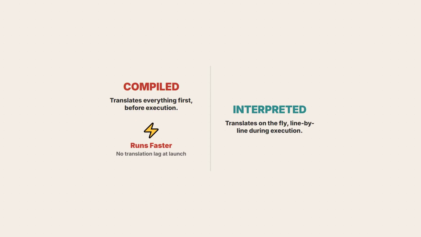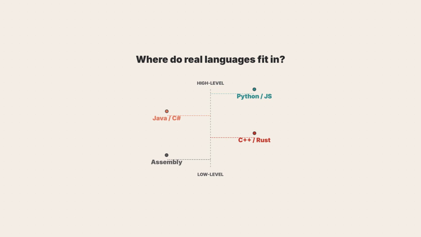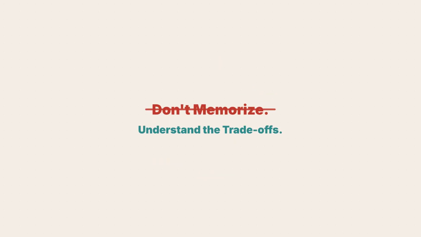The compiled version tends to run faster, because all the translation happened before you even started. The interpreted version is more flexible. You can make changes and run the code almost instantly. So where do real programming languages fit into all of this? Some languages are high-level. Some are low-level. Some are compiled. And some are interpreted. The important thing isn't memorizing every single language. It's understanding the trade-offs behind them.